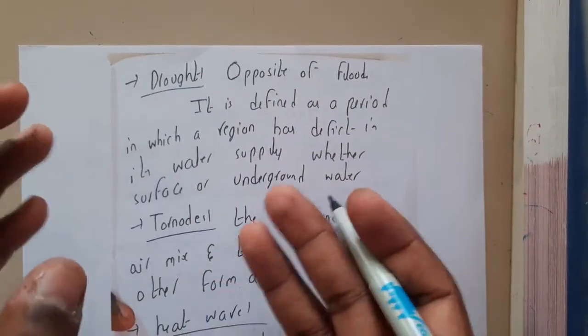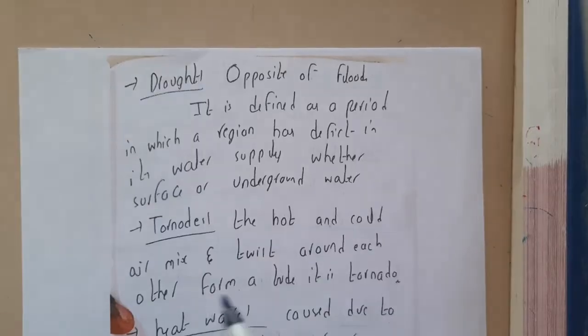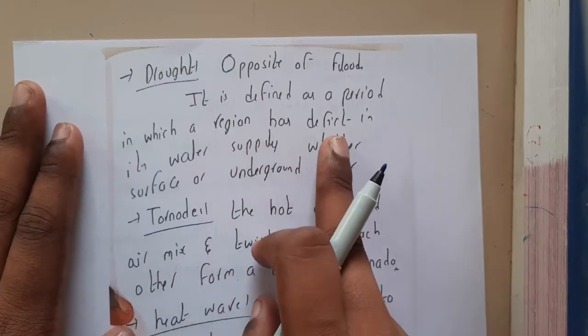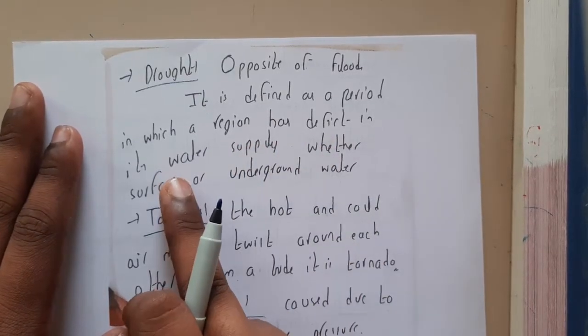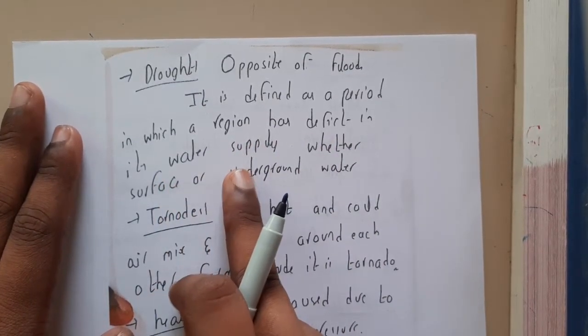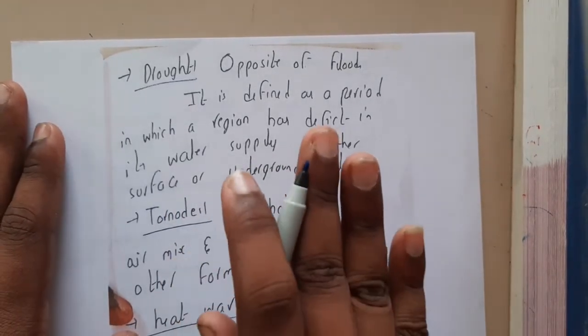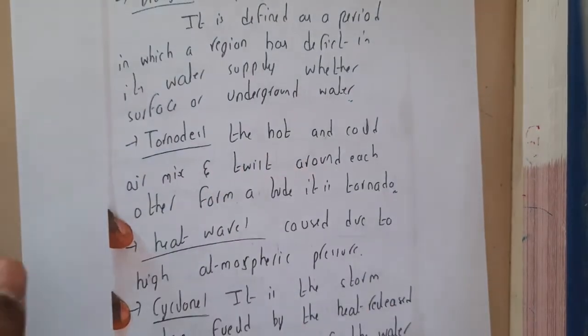Droughts are the opposite of a flood. In a flood there is huge water; in a drought there will be no water. That is the difference. A drought is defined as a period in which a region has a deficit in its water supply, where the supply of underground water or surface water is reduced. Similarly, tornadoes.